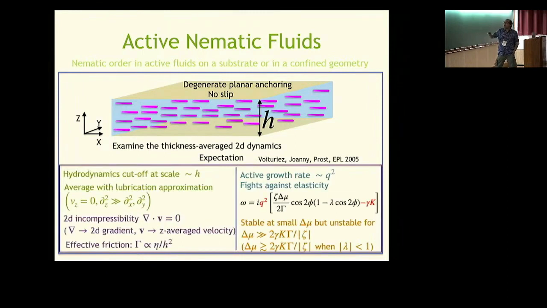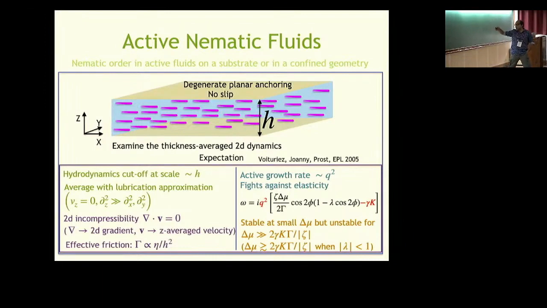And so we naively expect that the Simha-Ramaswamy instability is a hydrodynamic instability. If I cut off fluid dynamics at the scale H, and I look at orientational ordering in the XY plane at scales much larger than H, then the viscous force density becomes a sort of friction. And the active growth rate now is not q to the power zero, but q squared, so it directly competes with the Frank elasticity of the nematic.